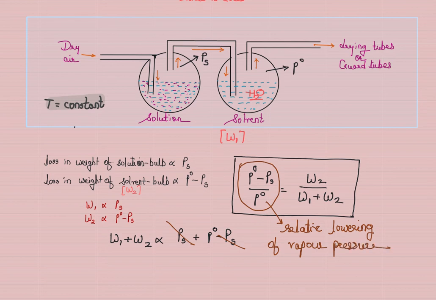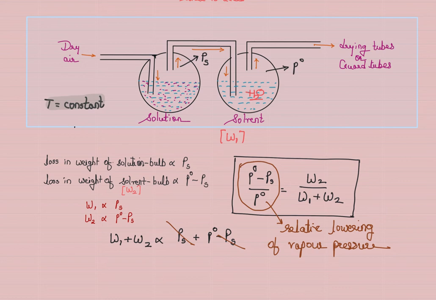So basically it is very simple to understand that this is the loss in weight of the solvent bulb, and this is the loss in weight of the solvent bulb plus the solution bulb. This allows you to calculate, by finding out experimentally the losses in the weights of the solution bulb and solvent bulb, and putting them in this form, you get the relative lowering of vapor pressure. So this is the Oswald-Walker method.